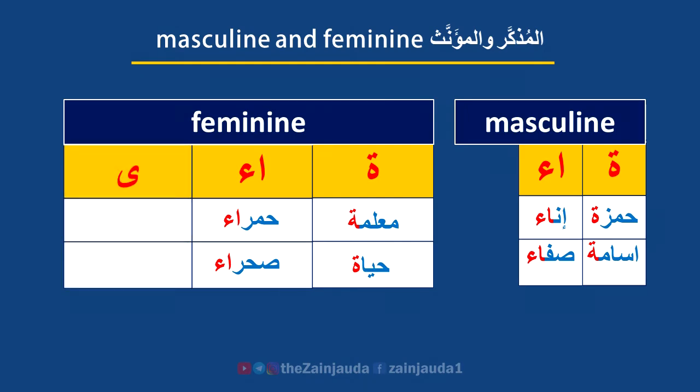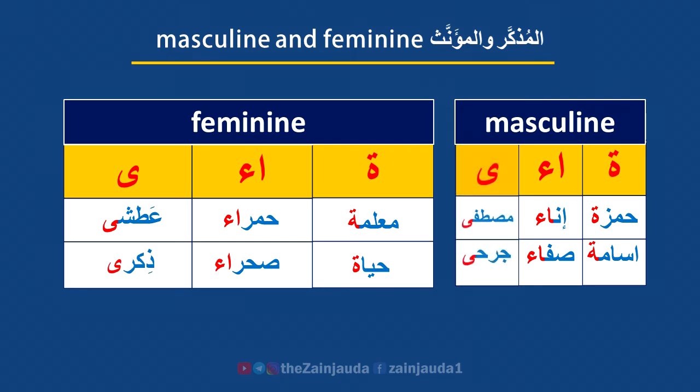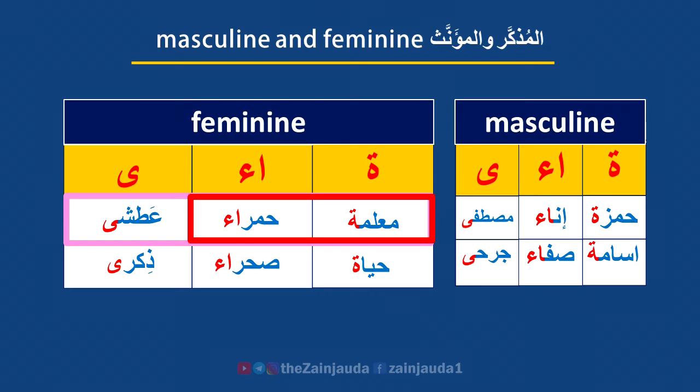The third mark of the feminine word is al-alif al-maqsura. Examples of it are atsha, dhikra. And here too there are exceptions like Mustafa, jarha. Please notice that only the first row examples of the feminine words are derived from masculine ones. The rest are unique feminine words with no masculine. In this level, we will cover only the first and second types of feminine words in details and leave the third one for an advanced level.